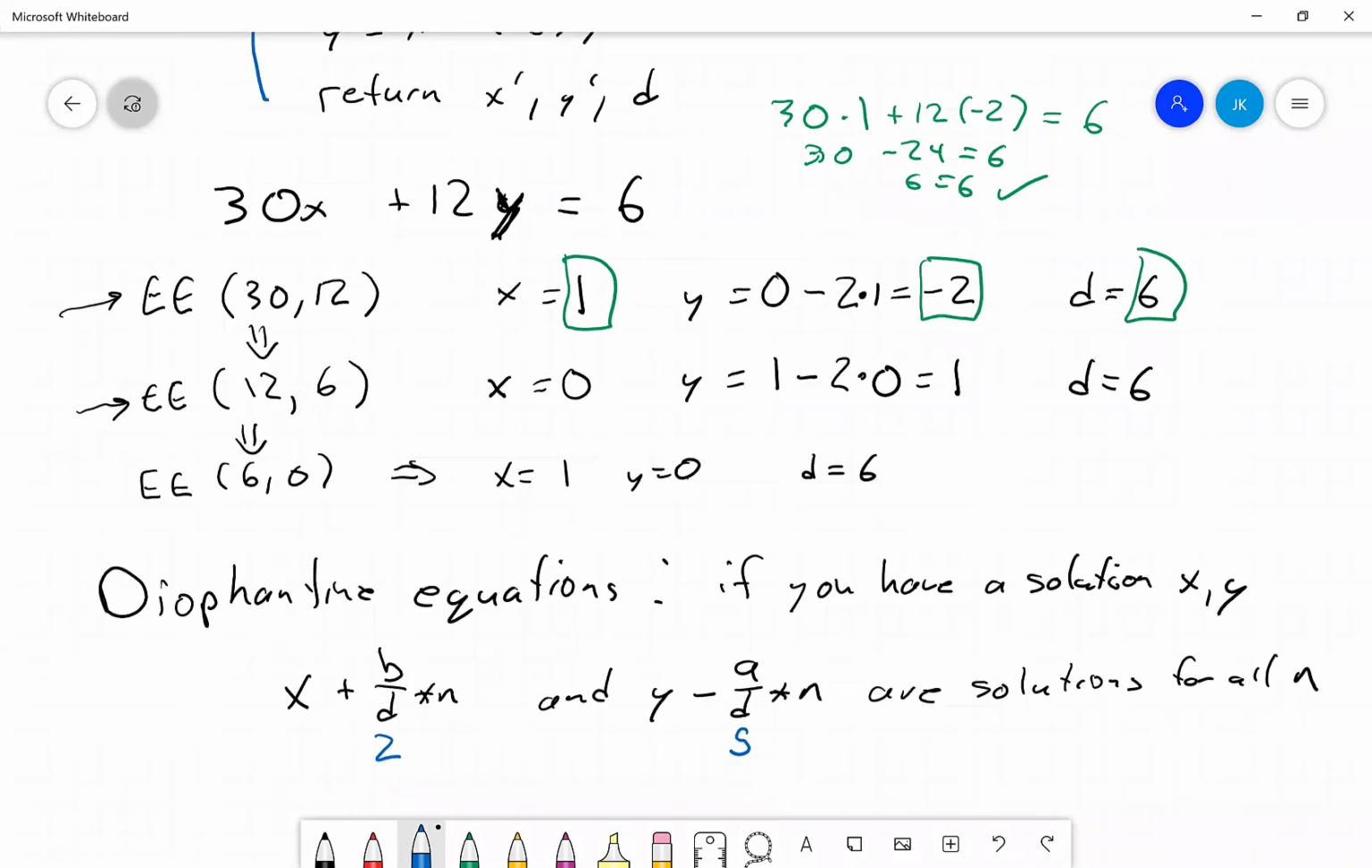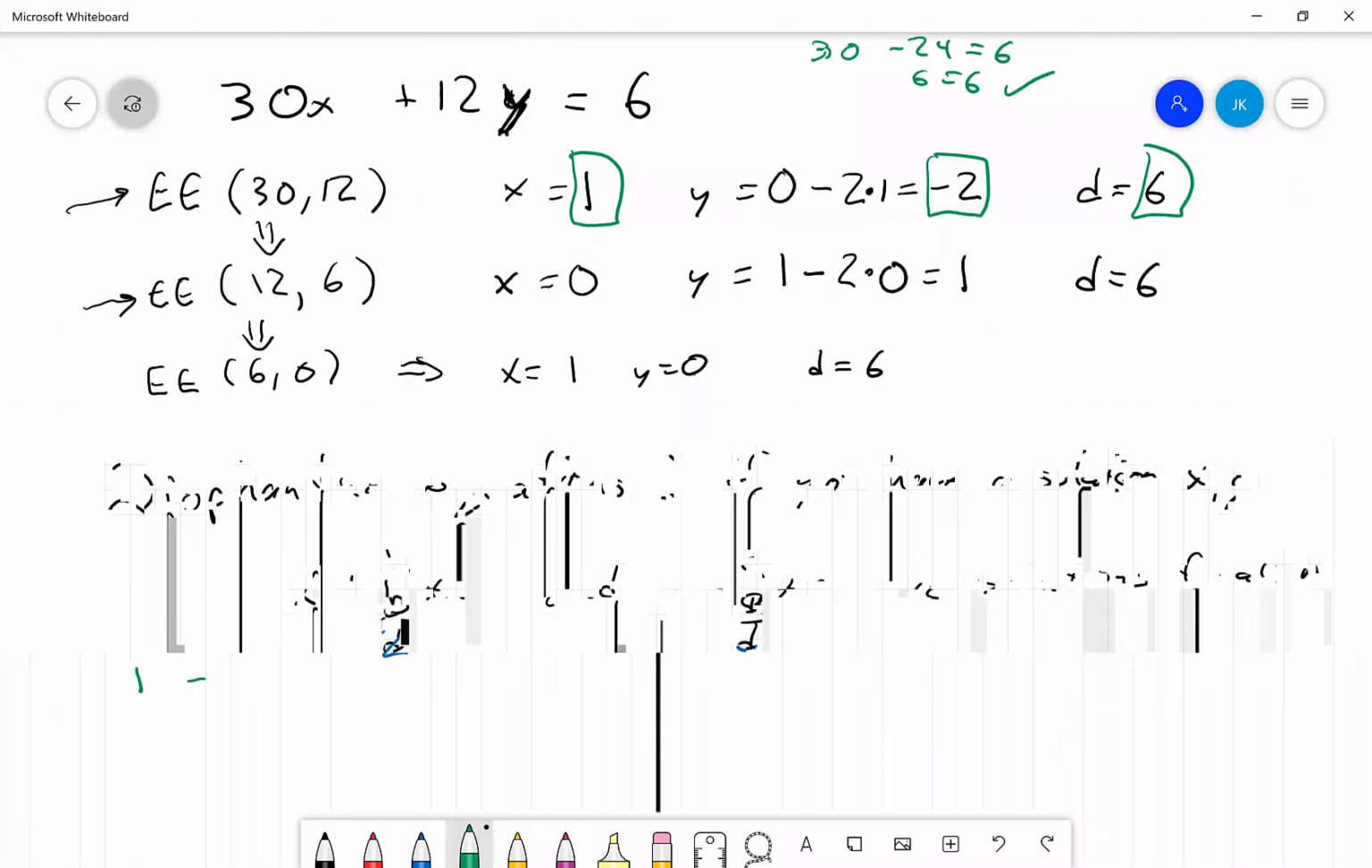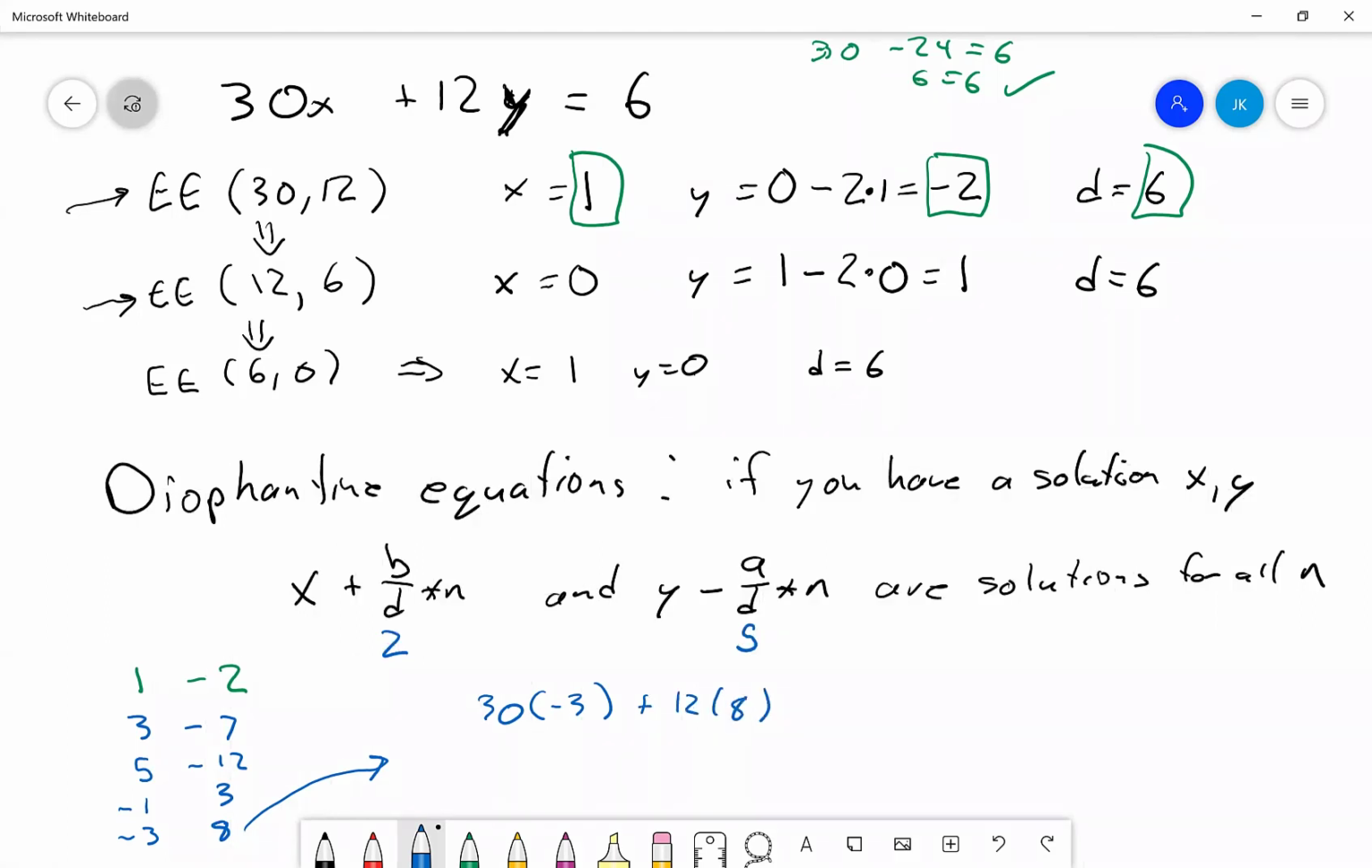So for instance, one solution that we had, the first one that we found, was 1, minus 2. But we can get anything else that we want by just adding on 2 and subtracting 5. So 3, minus 7, or 5, minus 12 would work, or we could go the other direction. We could have done minus 1 and 3, and minus 3 and 8, and all of those would work. So like minus 3 and 8, if we plug that in, we would get 30 times minus 3 plus 12 times 8. And so this is minus 90, and this is 96, and so the result is 6, just like we had before. So any of these results will give us 6.